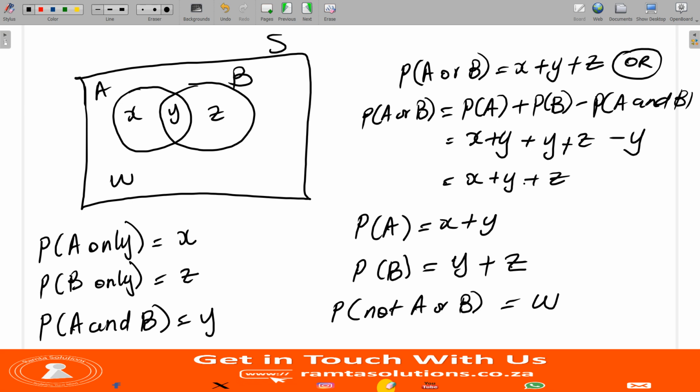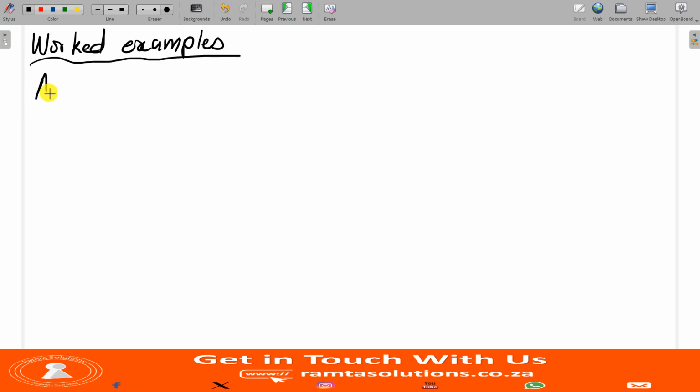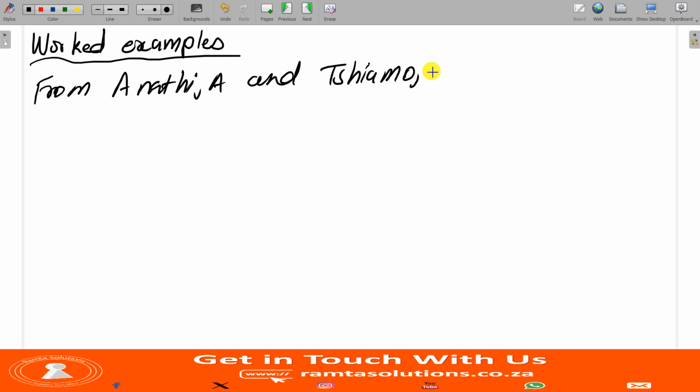Now you're going to look at an example. Remember, we have been doing our examples. We've been looking at the case of Anati and Tiamo. So now let's look at worked examples. We're looking at Anati and Tiamo. Anati, we called him A, and Tiamo, we call him or her B. They were playing a game of 20.